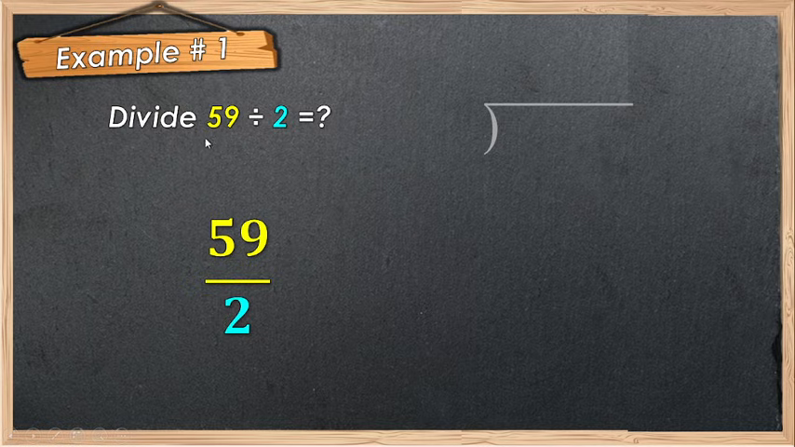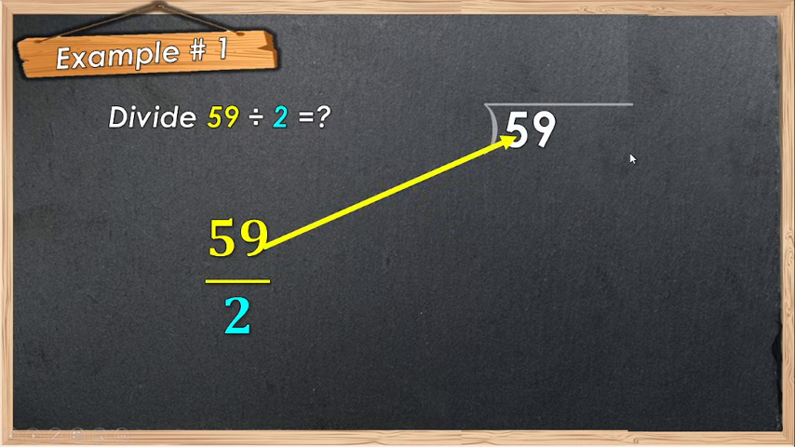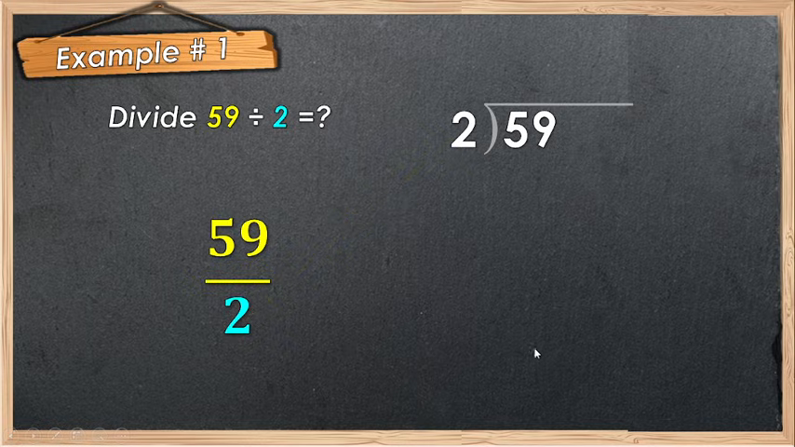Let's represent 59 divided by 2 using a fractional form. The fraction bar is represented by the operation division. 59 is represented by the numerator, 2 is represented by the denominator. 59 is inside the long division bar, and then 2 is outside the long division bar. And then proceed to division.